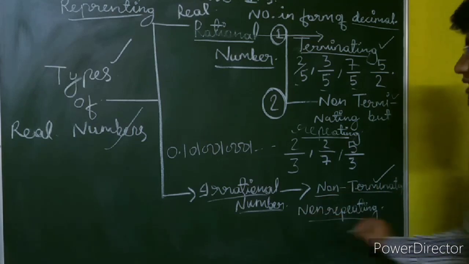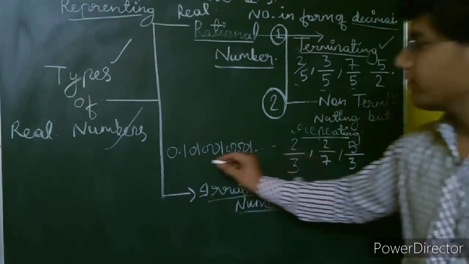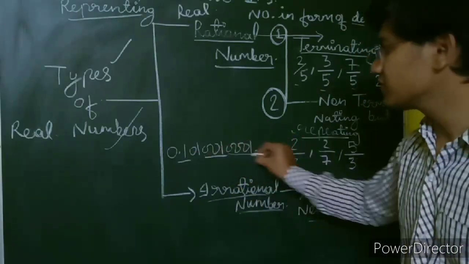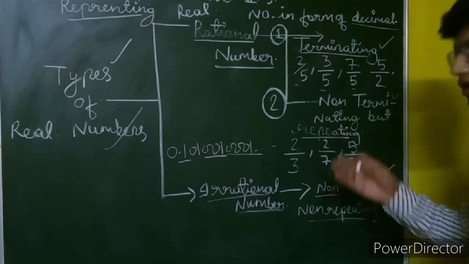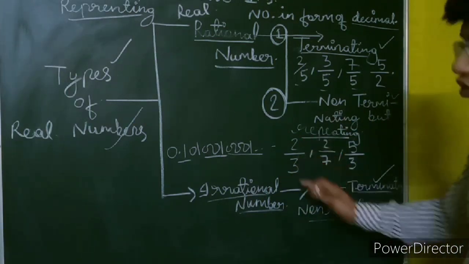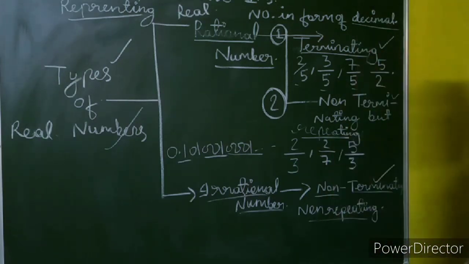Now non-repeating means no number is repeated. Firstly we have 0, 1. Then we have 0, 0, 1. Then 0, 0, 0, 1. So it is not repeating anywhere. We will know about it in detail. So let's start by taking an example of terminating decimals.